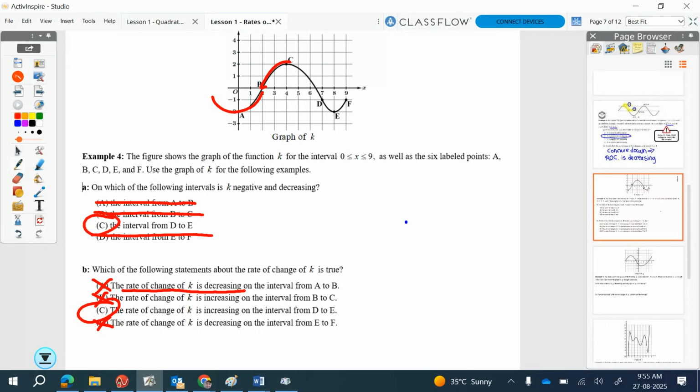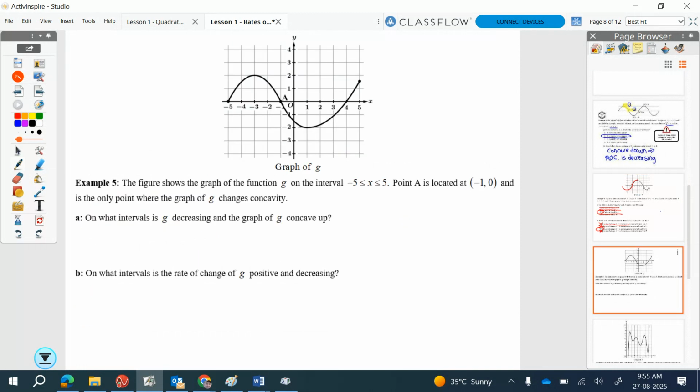So the most important thing from today's lesson is this association between the idea of concave up means the rate of change is increasing. Concave down means the rate of change is decreasing. Use that knowledge. It's new, it comes up a lot. Okay, so have a go at this question here.